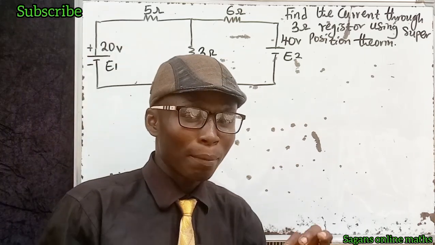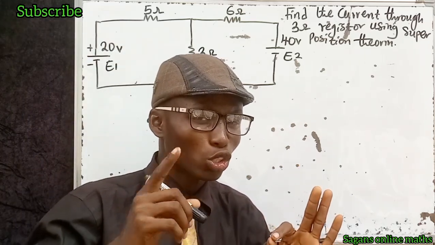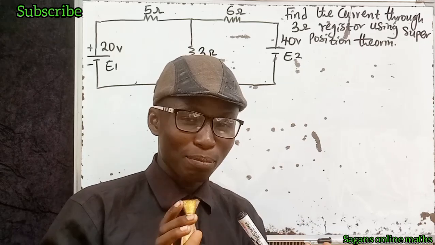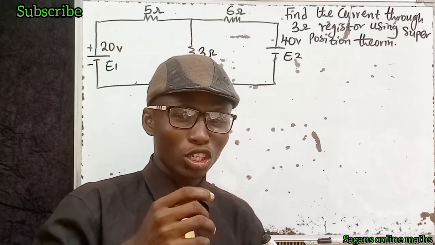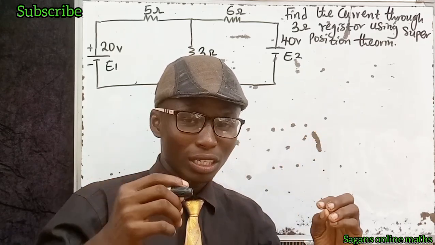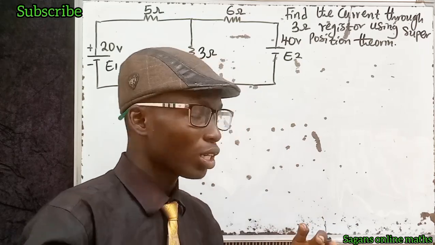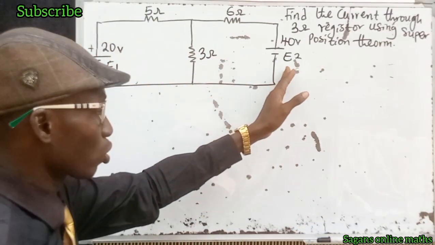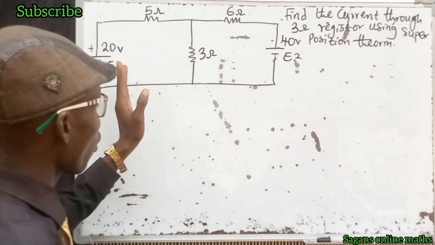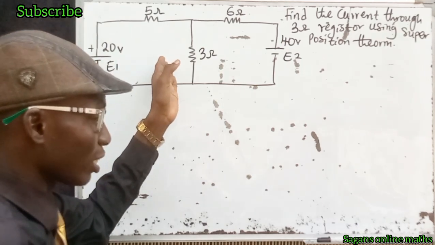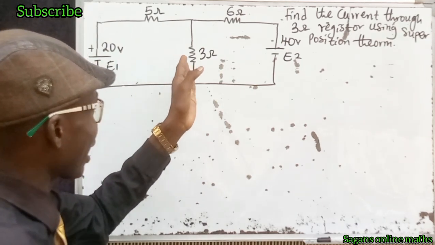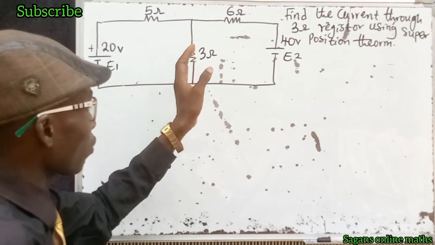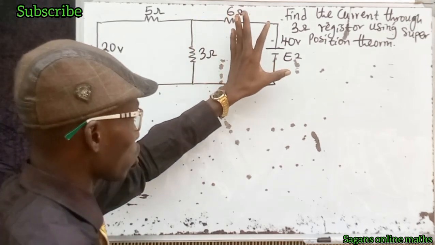Now we heard about superposition. Look at superposition theory, it's very simple. Superposition theory states that in any circuit that has more than one source, yes, one source, and yes, another source, before you can analyze the circuit, we have to evaluate one of the sources.